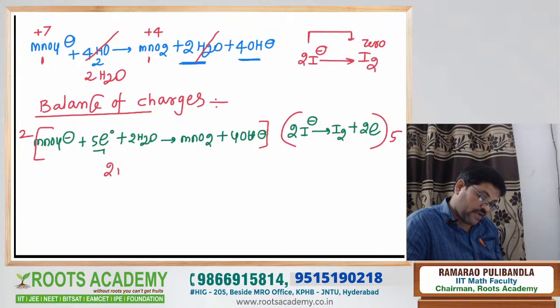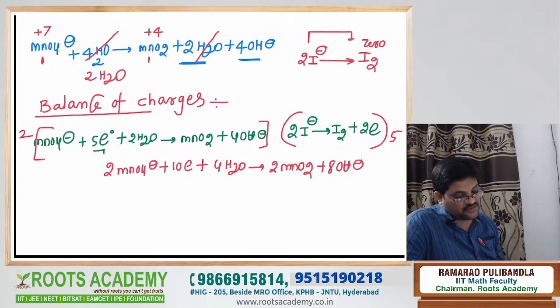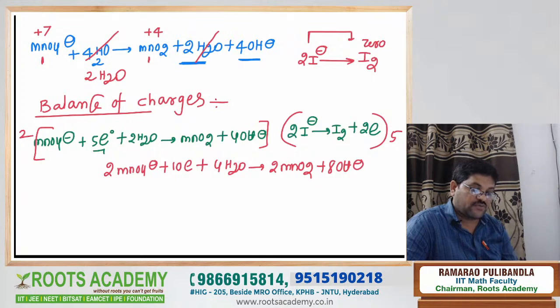Now on that, what you get? You get 2MnO4 minus plus 10 electrons plus 4H2O gives rise to 2MnO2 plus 8OH minus ions. Understood? Simple logic, multiplied by 2. Now here you get 10I minus ions gives rise to 5I2 plus 10 electrons.